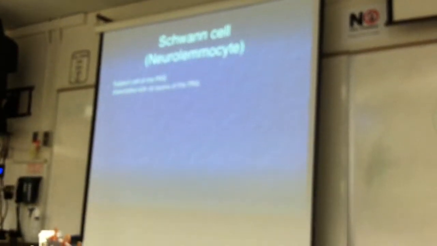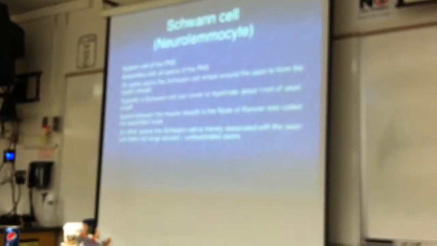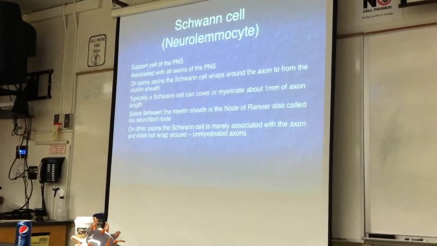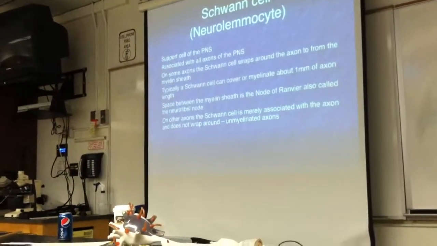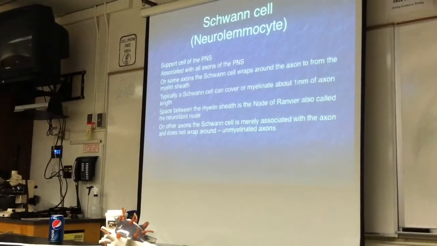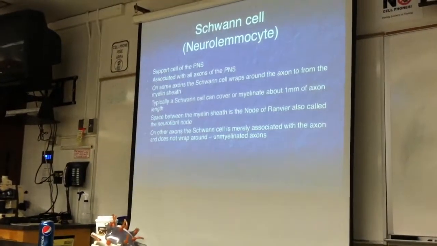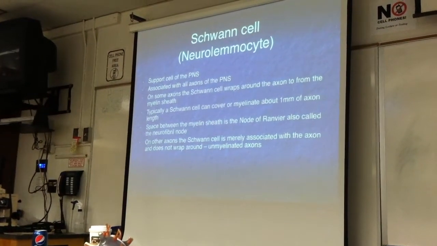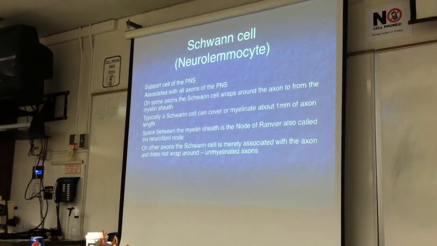And this is a, I don't like this slide, but I'm going to put everything up here for you and try to explain it to you. All right, so this is a support cell in the peripheral nervous system. All the axons in the peripheral nervous system have Schwann cells associated with them, and in some cases a little bit more intimately than others. Some axons, the Schwann cell wraps around the axon and produces something called the myelin sheath.